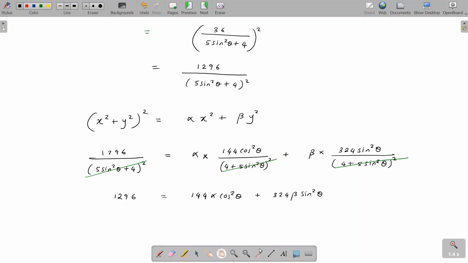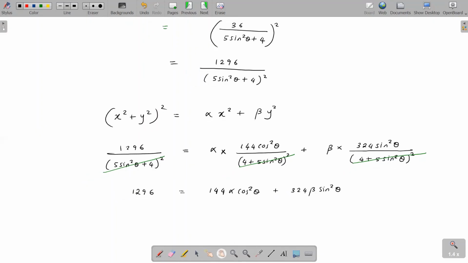So now you can see over on this side I have cos square, sine square. Over on this side I just have 1296. So what's the technique that we can use to get the alpha value here? Now I need to get the alpha and beta value. Basically we need to do something like comparing coefficients here. But to compare the coefficients, I have a cos square here, but I don't have any cos square here to compare. There's a sine square here and I don't have a sine square. But if I had, we could do comparing coefficients.